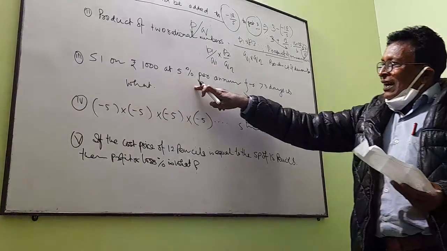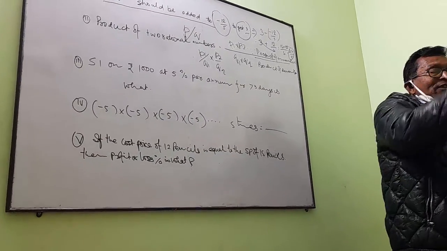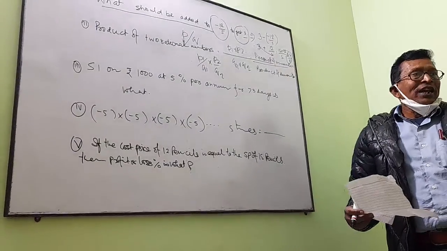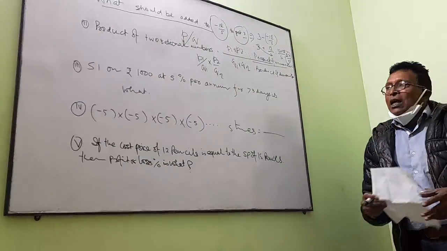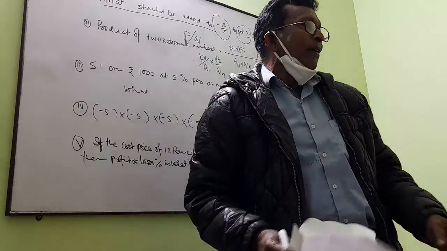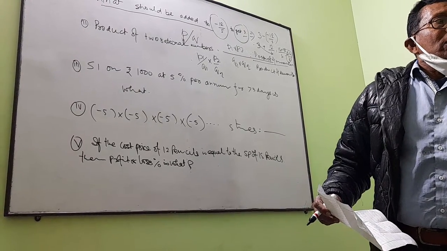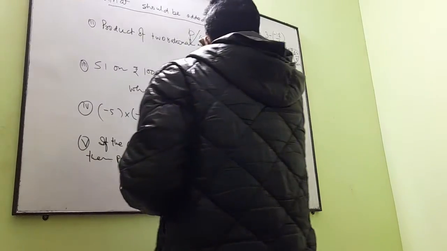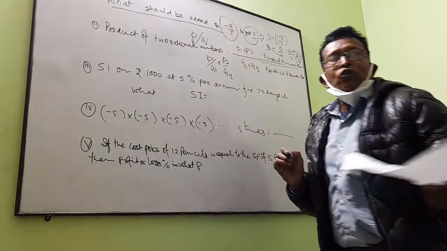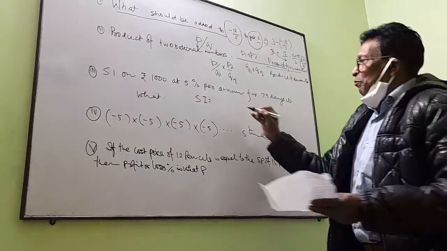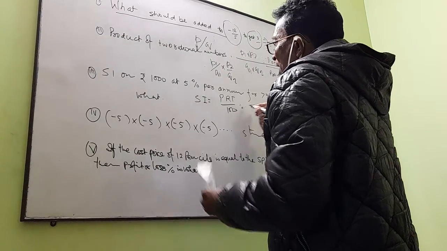SI on rupees 10,000 at 5% per annum for 73 days is, I had given already, true and false. Rupees 10 it was, but I have written here a question. I made it a question. So what is the formula of SI? P into R into T divided by 100. यस SI का फार्मूला आप लोगों को एकदम जैसे अपना नाम आपको याद है, so you must learn the formula for SI. PRT by 100. P is what?